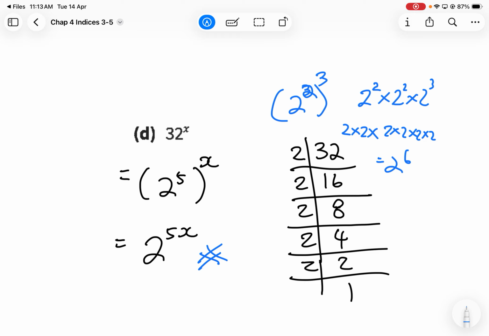Why is it 32? I do the prime factorization. 32 itself is 2 to the power of 5. Instead of writing 32, I write it this way because they want me to change to prime. So I must first find out 32 changed to prime number.